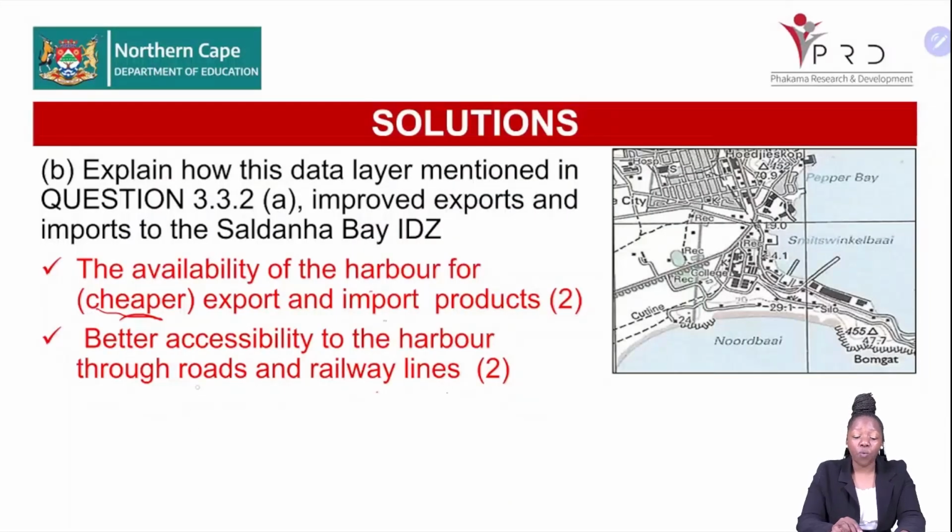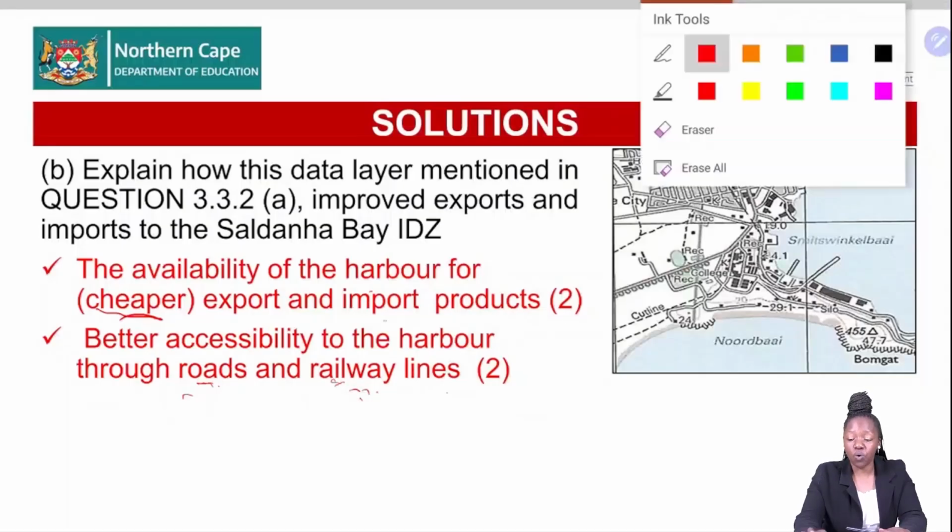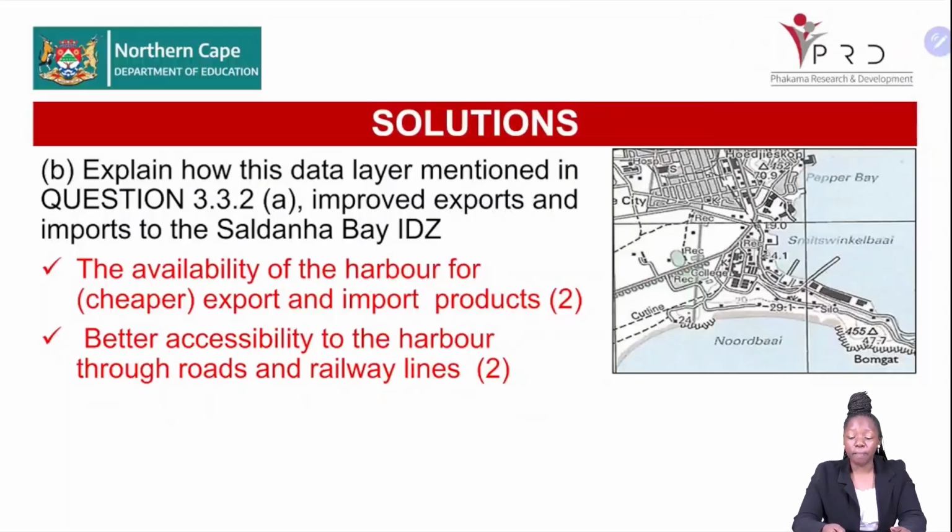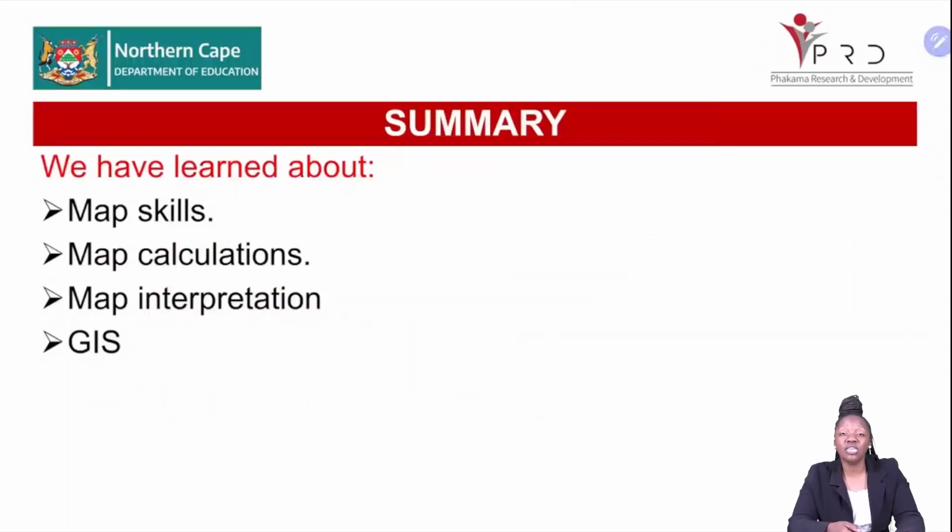So again, with the better roads and with the better railway, they are able to use these modes so that they can reach the harbor fast. So all in all, it makes the export as well as the import improve because they have this transport infrastructure.